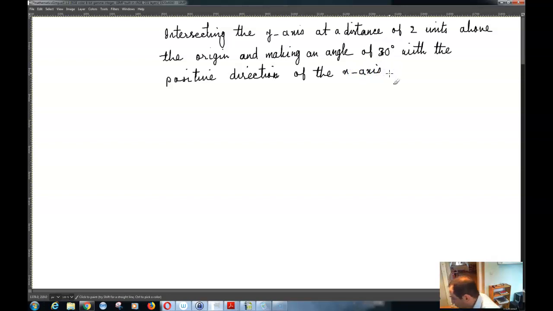So now if you want to find the equation of this line, you see that your y-intercept over here is 2 units above the origin. That means that your y-intercept is positive 2.